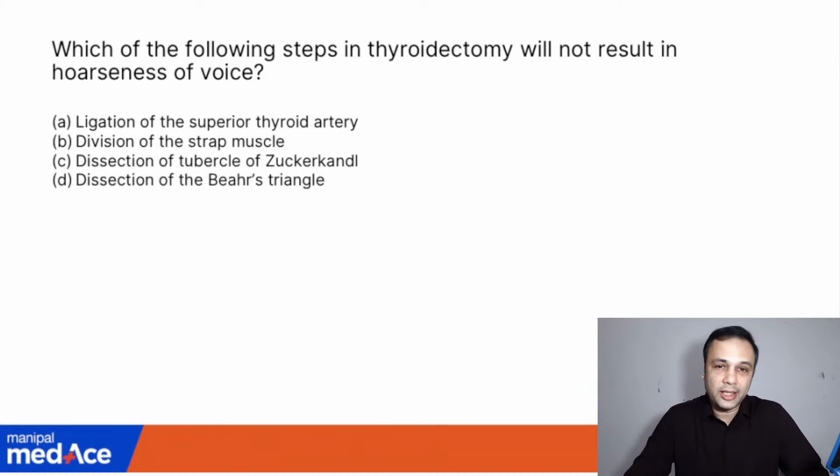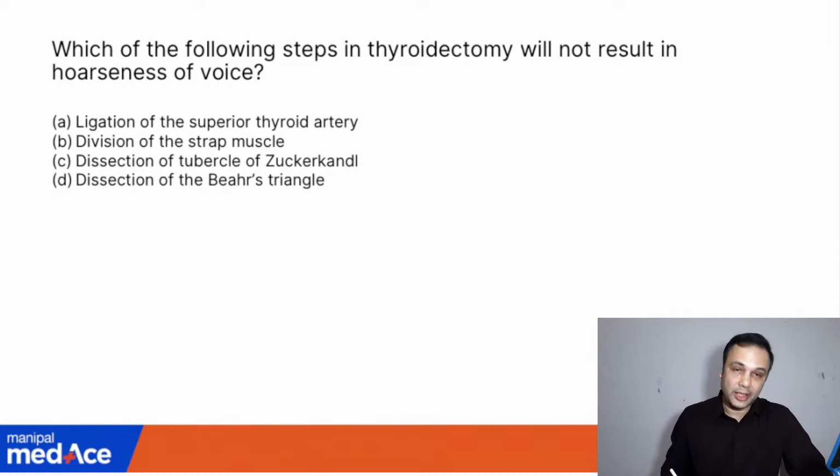One of the questions is an overlap, so I have put this in ENT as well. It may be well discussed in surgery too, since it is an overlap between ENT and head and neck surgery. Which of the following steps in thyroidectomy will not result in hoarseness of voice? The 4 options were: ligation of the superior thyroid artery, division of the strap muscles, dissection of the tubercle of Zuckerkandl, and dissection of Berry's triangle.